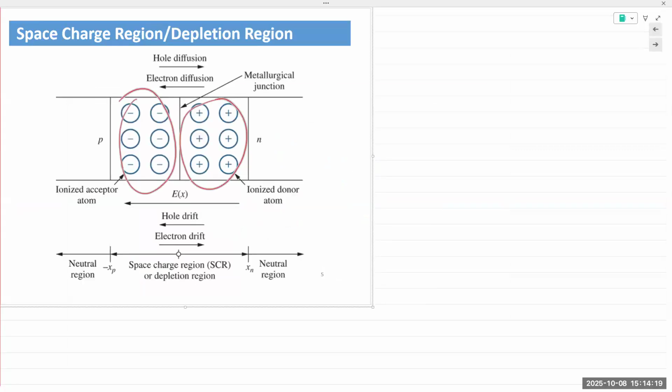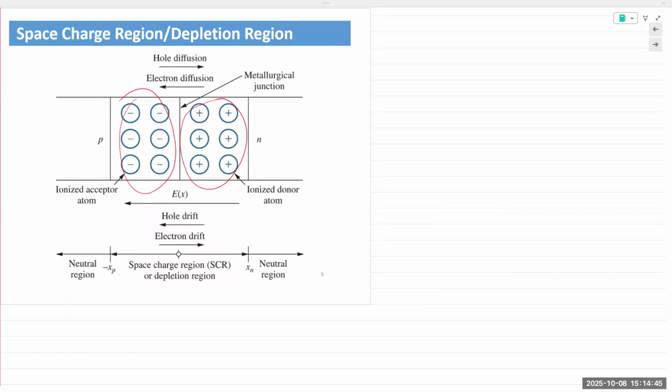All right, space charge region and the depletion region. As a quick recap, we have a p-type semiconductor, we have an n-type semiconductor, and then we bring them into contact.